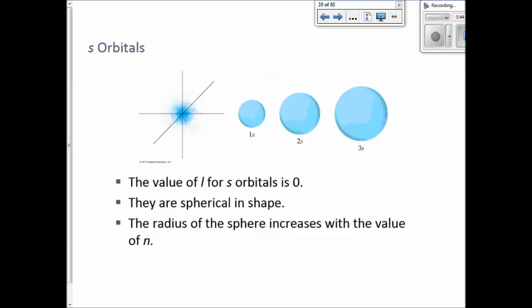S's are always spherical. This is all you really have to write. They're spherical in shape. They just get bigger. As you get further out from the nucleus, they get wider. They get bigger spheres. That's all the difference there. Spherical shaped ones. Okay? Now, that's all you have to write there. Looks like a sphere. Okay? The P's, though, we call them.